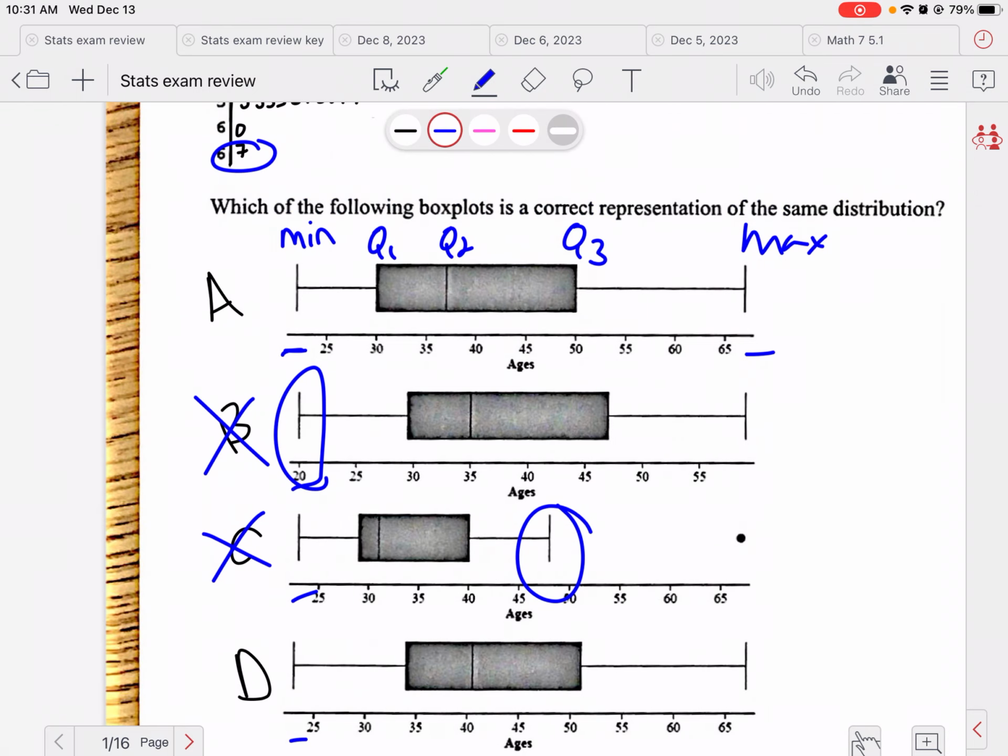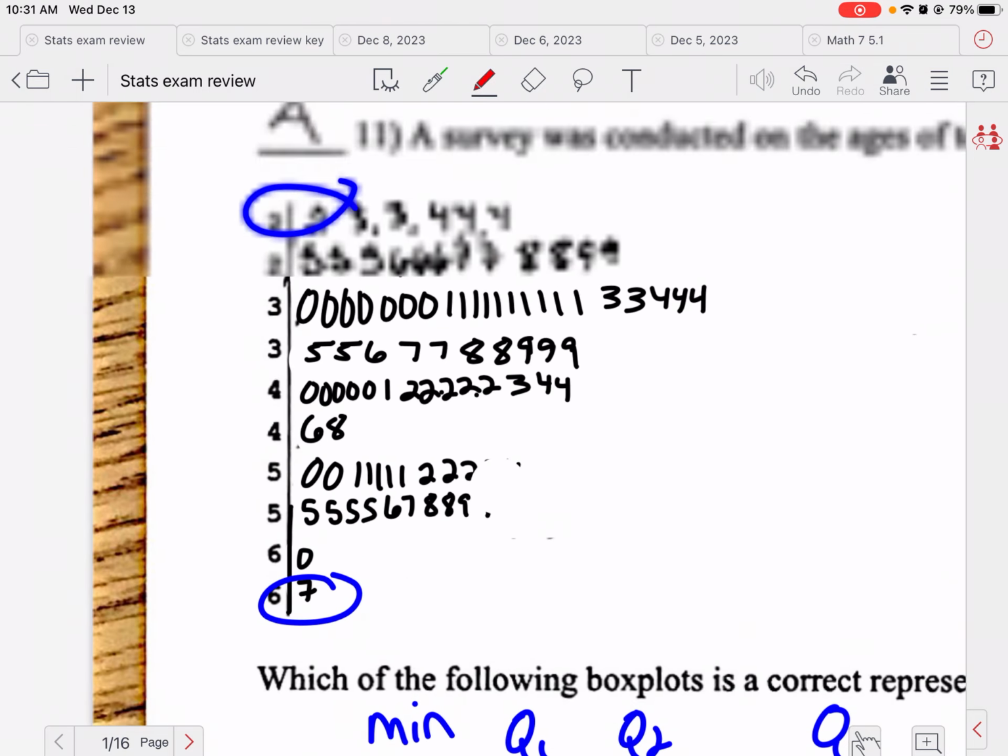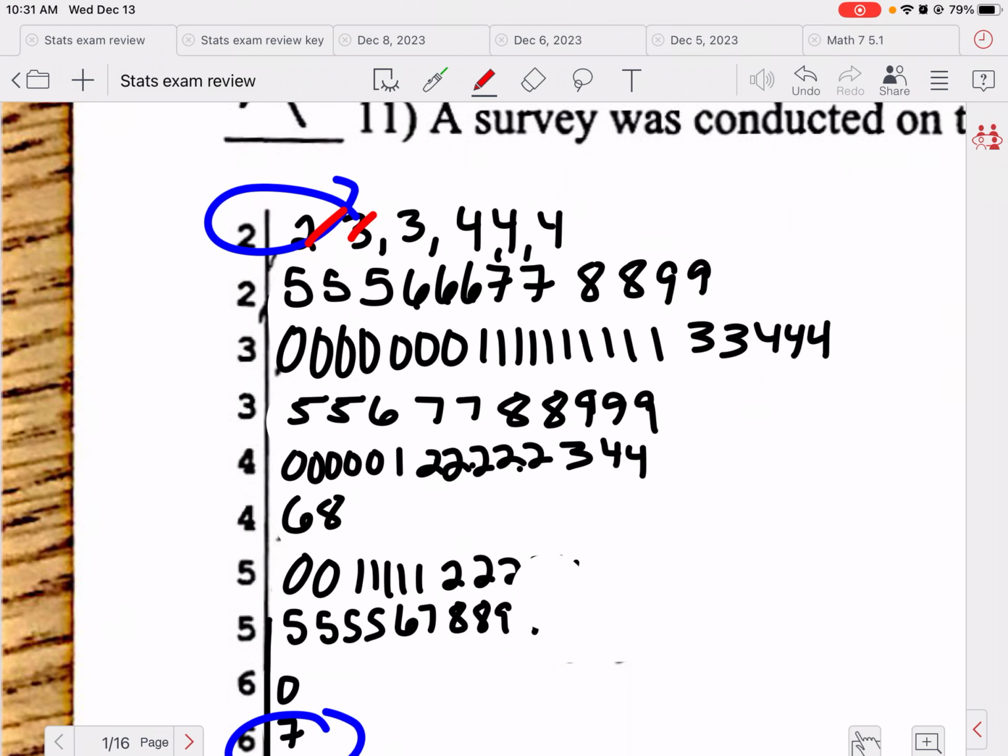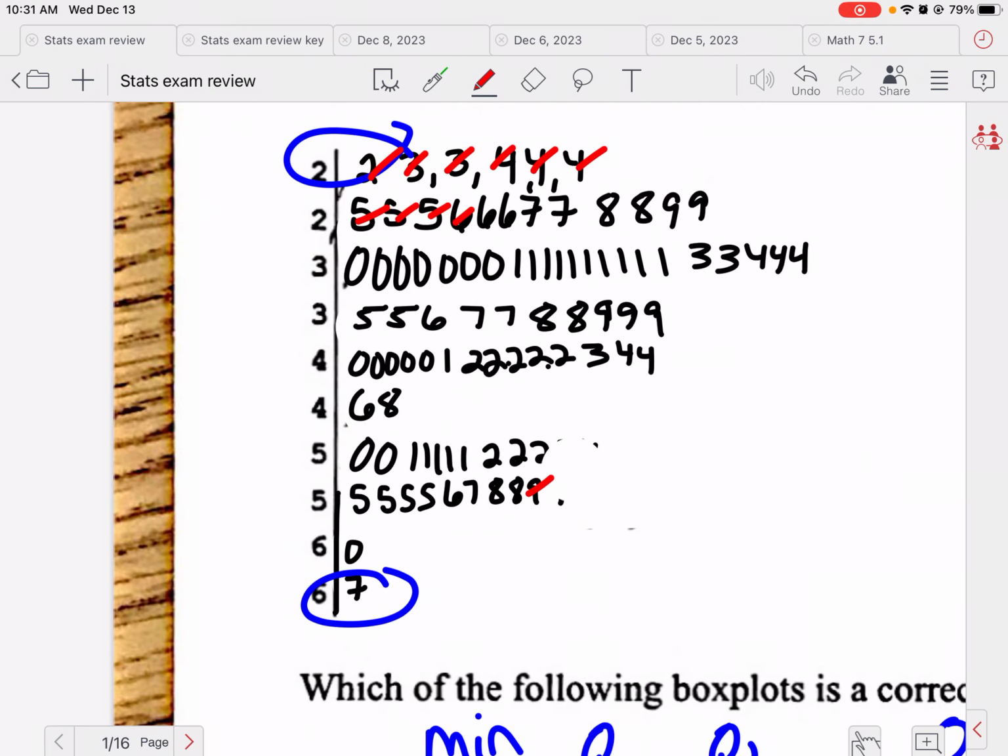So the first thing I'm going to do is find my Q2, which is just half of the data. So I'm going to count 1, 2, 3, 4, 5, 6, 7, 8, 9, 10. Again, 1 through 10. Let's do 6. 1, 2, 3, 4, 5, 6.